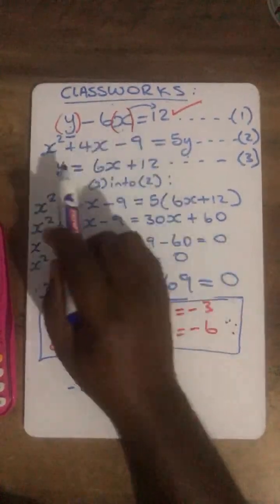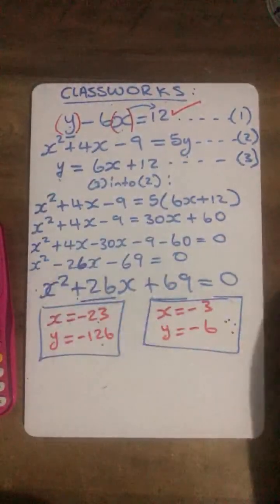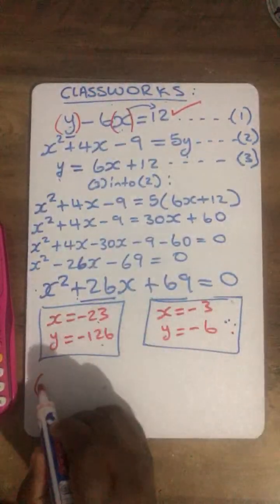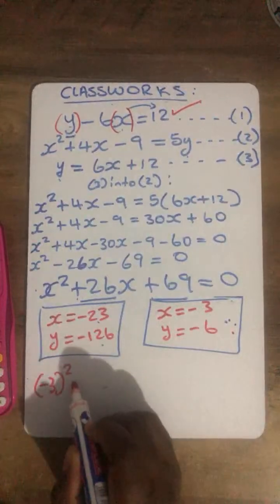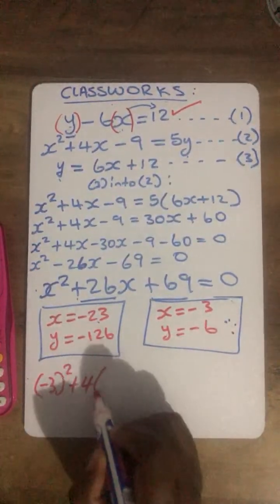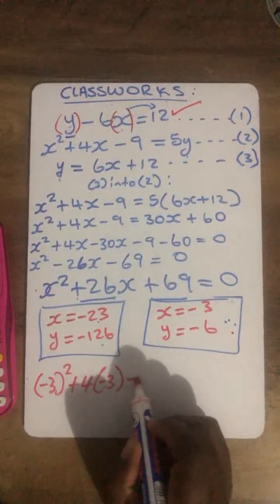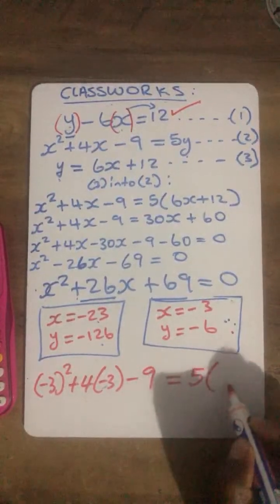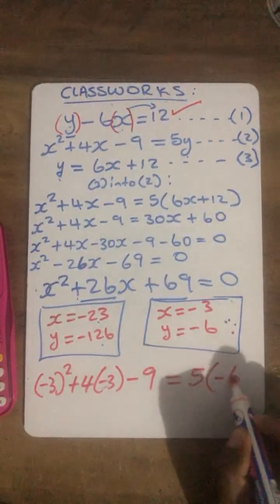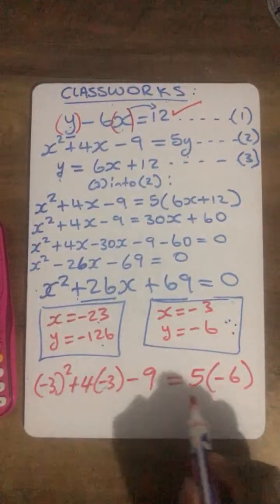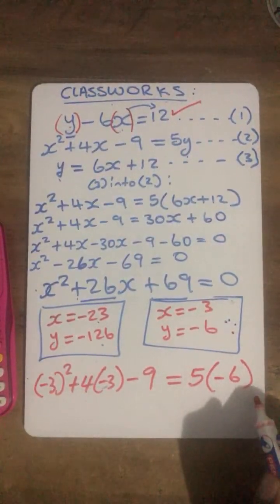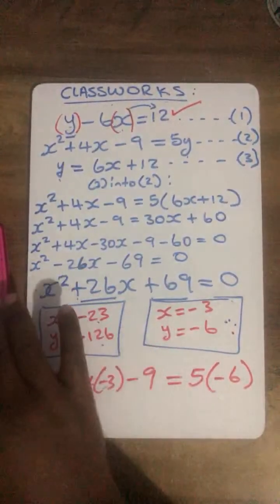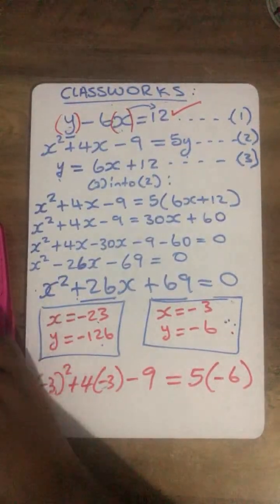This is how you substitute for the second one. Your x is negative 3 squared plus 4x, again negative 3, minus 9. It must be equal to 5 into y. What is y? Y is negative 6. So let's punch this and check if it equals that. If it's not, then that's how you know that these two answers are wrong. Something is off there. But let's check.